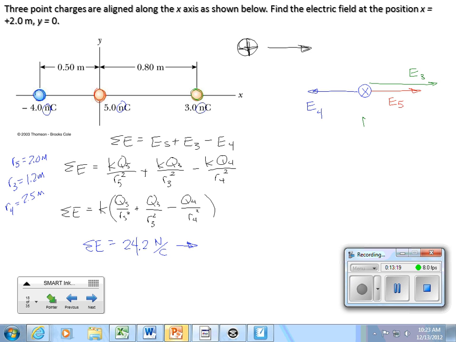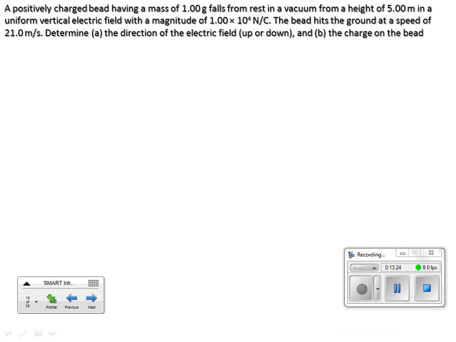Okay. Next, a little more challenging, this problem. Well, I don't know, more challenging, but we tie in a couple of different principles here. This one's a doozy. But let's get started. A positively charged bead falls from rest in a vacuum, in a uniform vertical electric field. Okay, so there's a field that this thing is in. It's a uniform field. We'll talk about uniform fields. You know what? I'm going to put this one on hold. Let's get to the uniform field thing first.